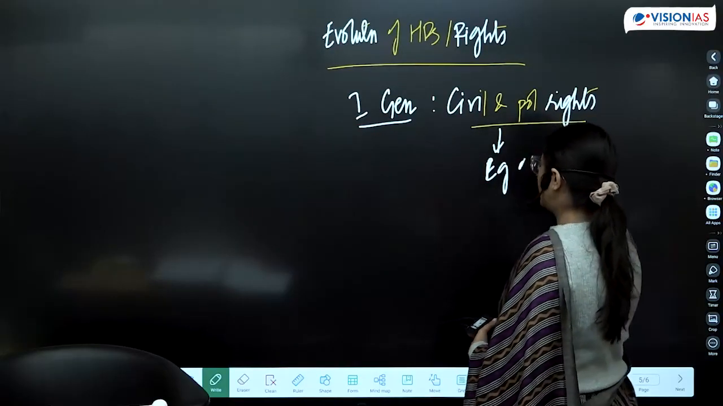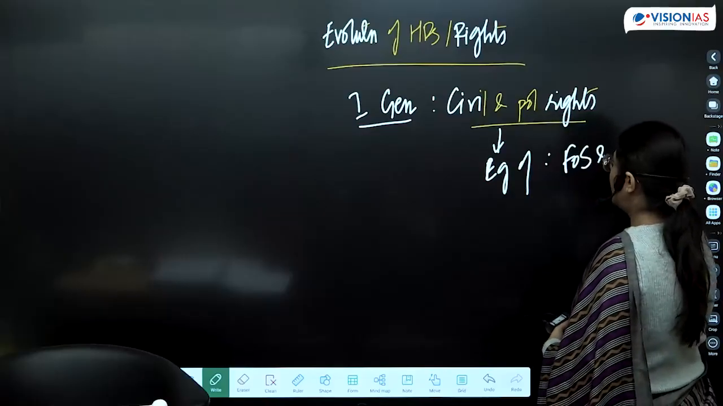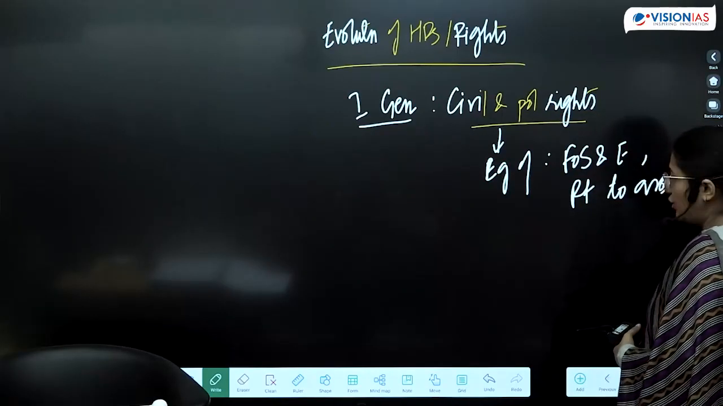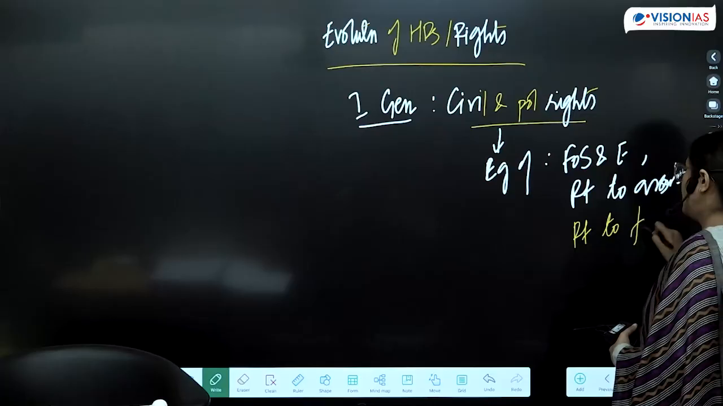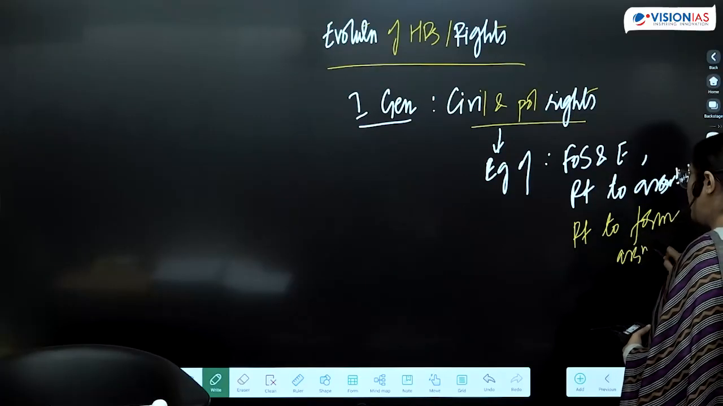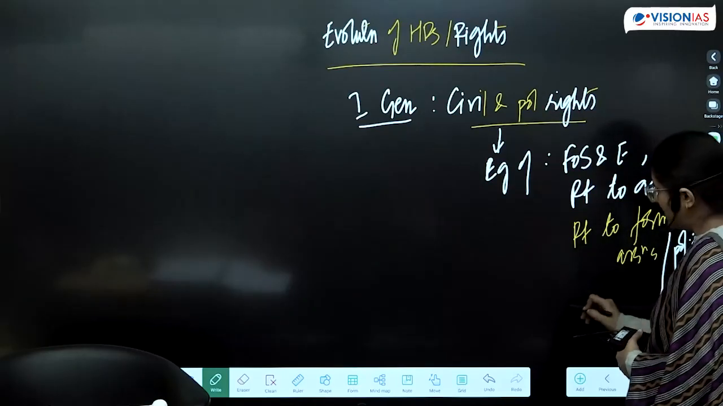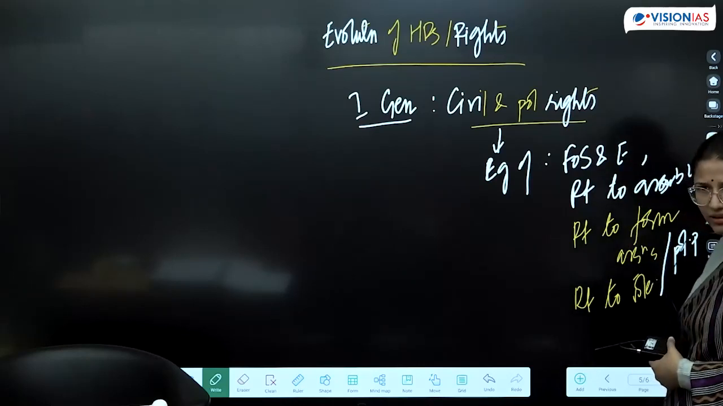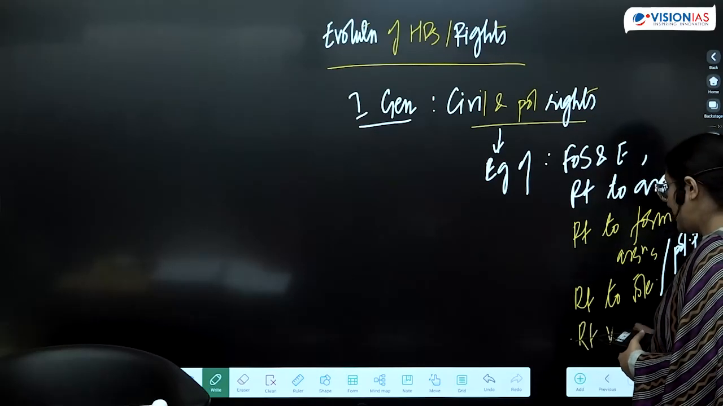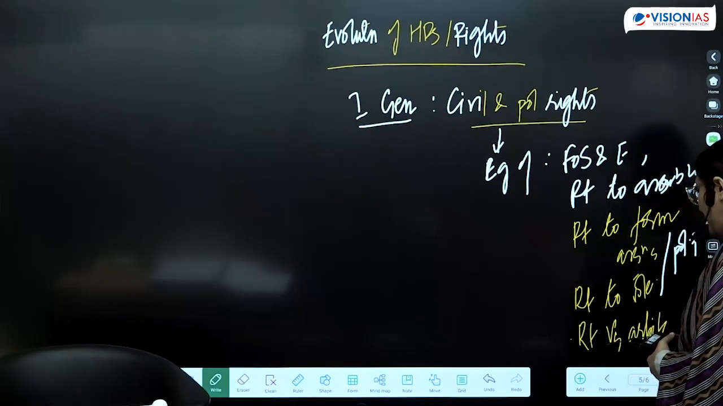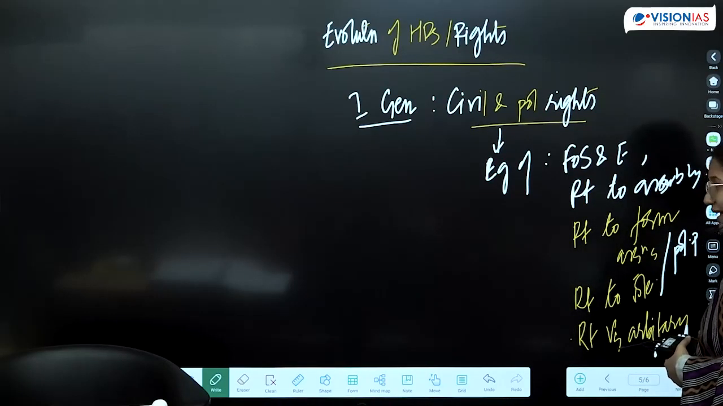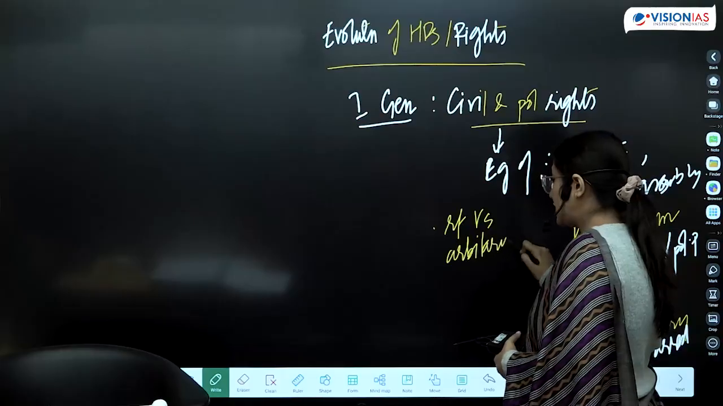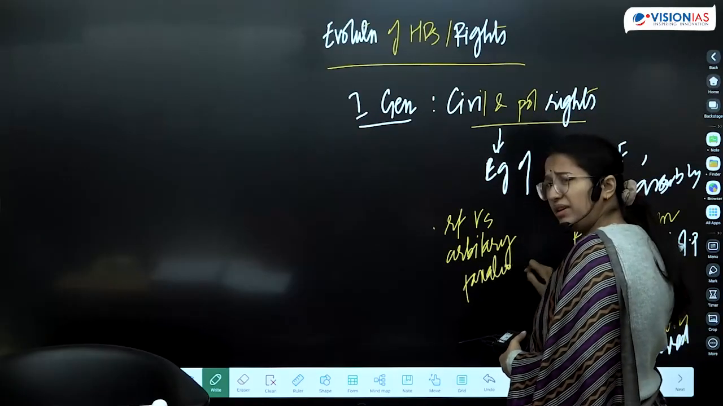examples? Right to freedom of speech and expression, right to assembly, right to form associations or political parties. Yes, right to vote. All these are essential civil political rights. Right against arbitrary arrest, right against arbitrary taxation.